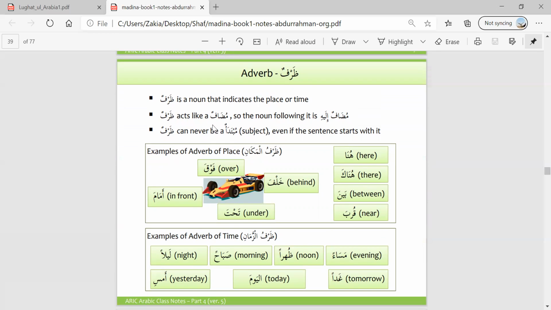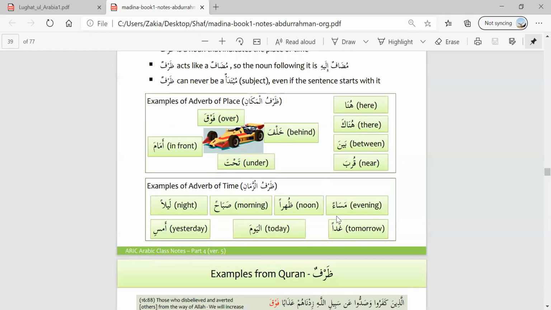Okay, examples of adverb of place, dharf al makan, are these, and these are really important to learn, especially when you are conversing and asking for directions. So khalf means behind, taht means under, amam means in front, and fawq means on top. Okay, so here we have huna, here; hunaka, there; baina, between; qarib, near. Huna means here, okay. Hunaka means there, okay. Baina means in between, okay. And qarib means near.